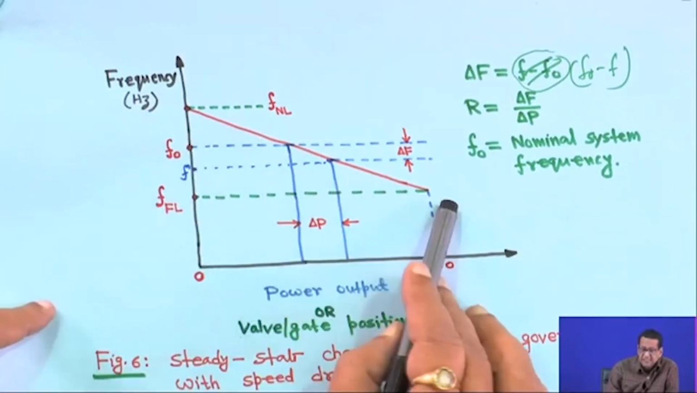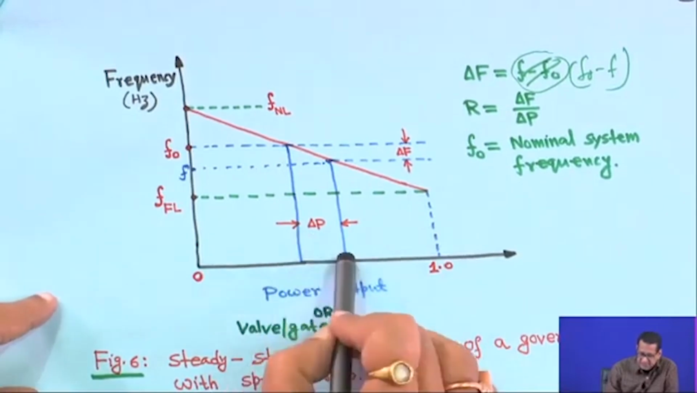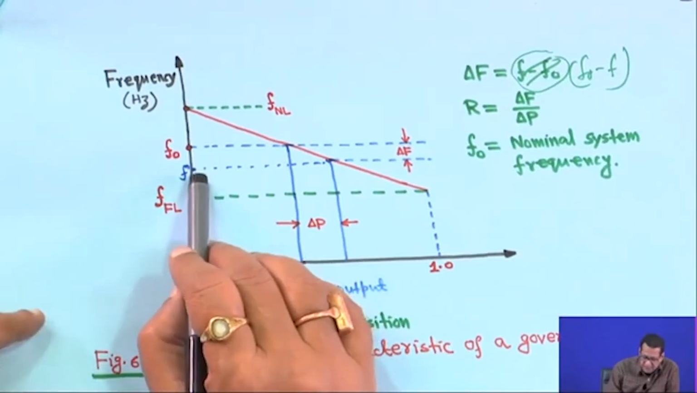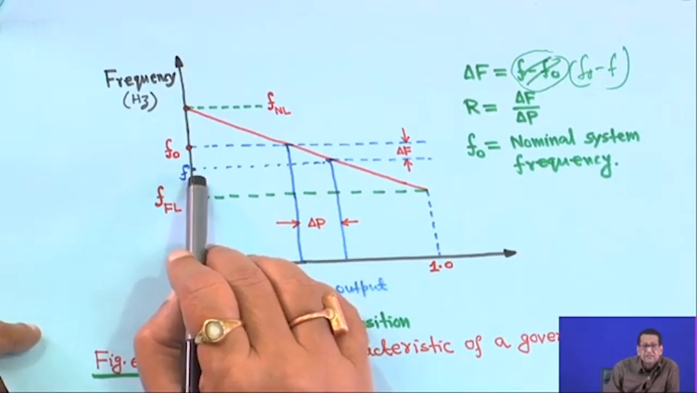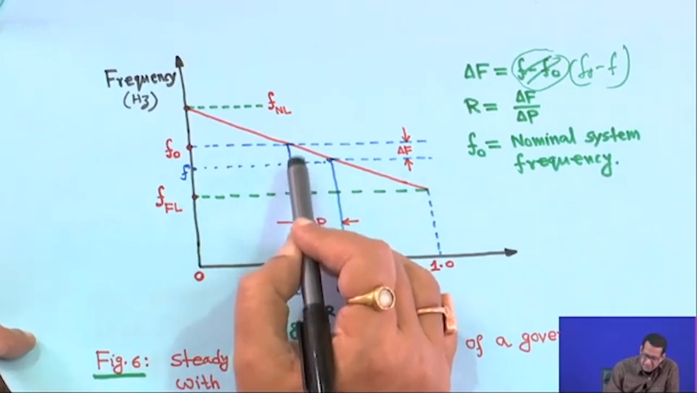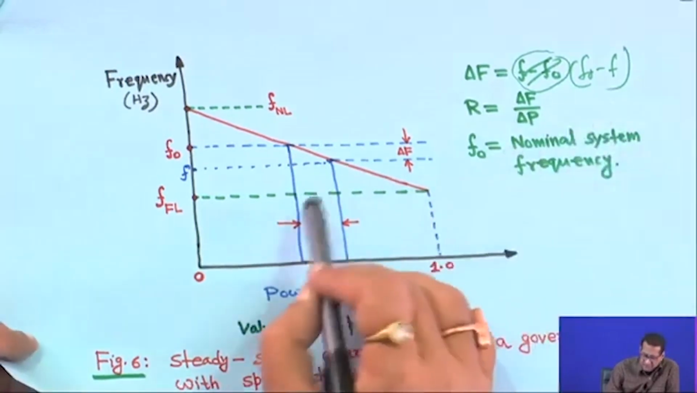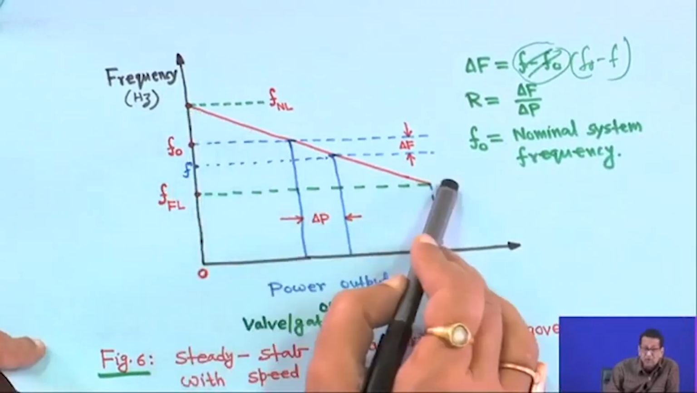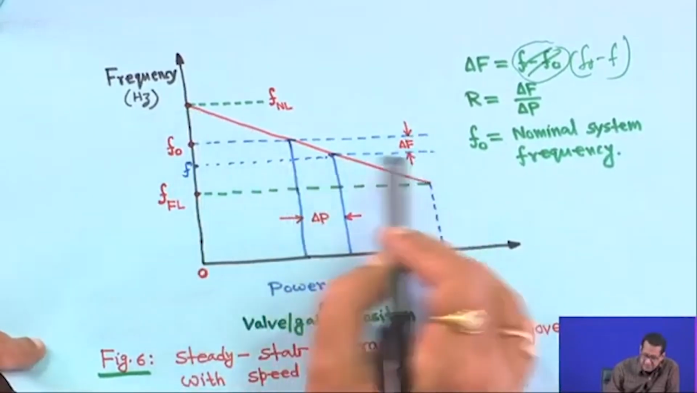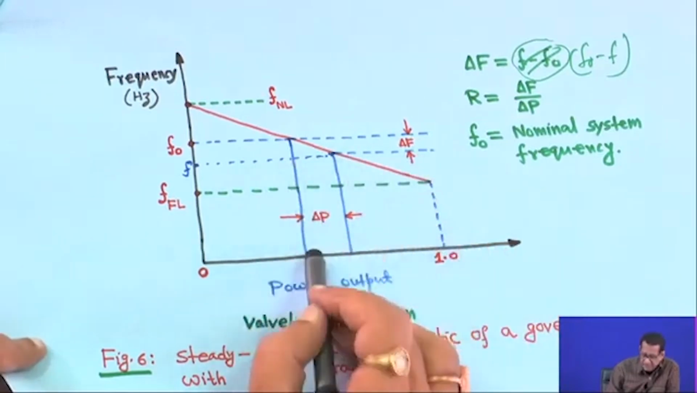Now, the characteristic is linear, and this is your delta P, the change in power. Suppose it is operating at some frequency F. Make a horizontal line. So, delta F will be F 0 minus F. R is the slope, this width is delta F, so R will be delta F upon delta P, the power change.